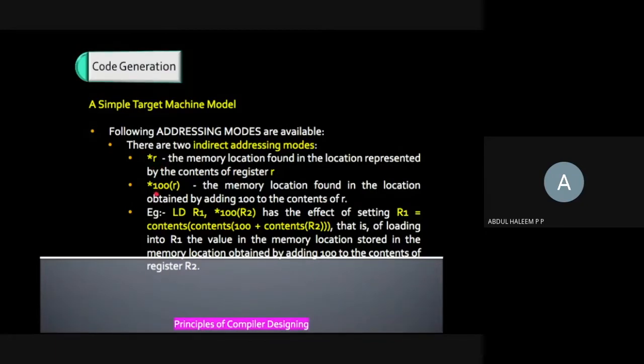In the second case, with the value of R, we will add 100. Suppose that the value of R is 1000. 1000 will be taken first. 1000 will be added with 100. We will get 1100. 1100 will be an address in the primary memory. So that location will be looked up to take the value stored in there. So it will be accessed. This is how these indirect addressing modes work.